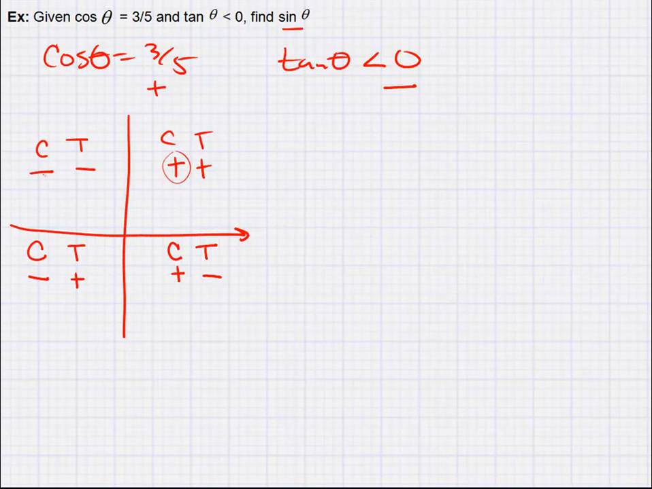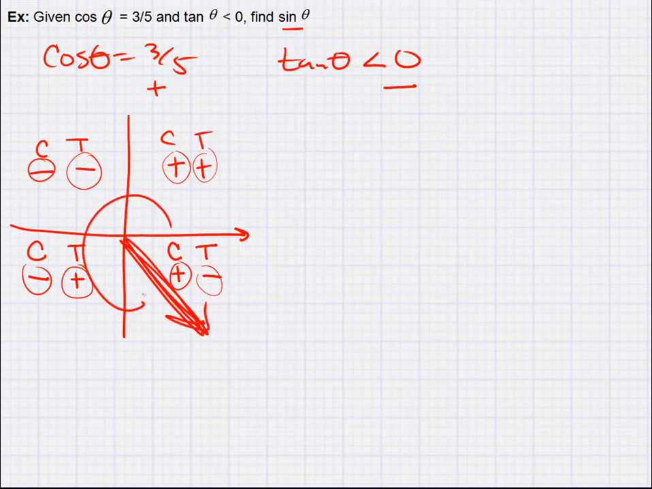X's are positive here and negative here and here. Tangent is y over x. So if tangent is y over x and x's and y's are both positive, I get a positive. X's and y's are different, so I get a negative. X's and y's are the same, both negative, so I get a positive. And they're different, so I get a negative. So this is the quadrant that my angle is going to fall into.